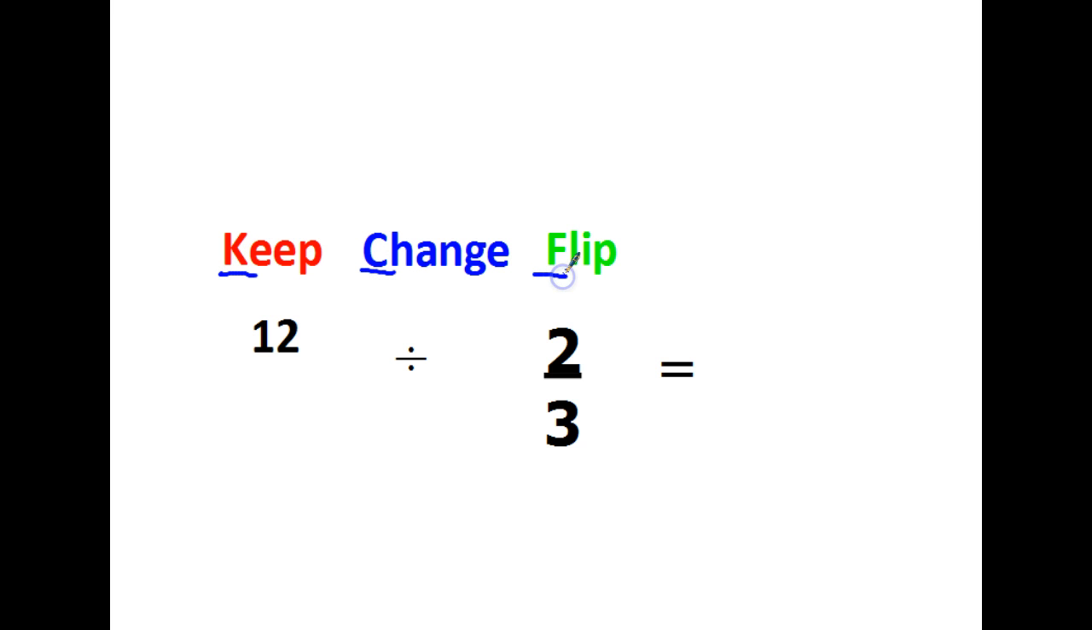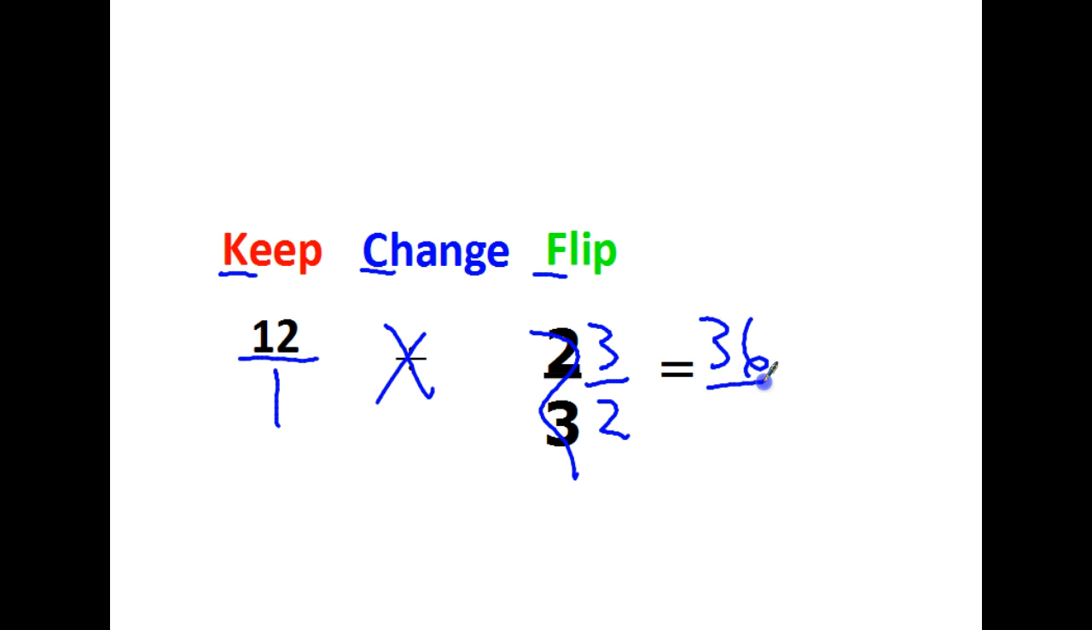Keep, change, flip. This one seems a little different. How many 2/3 are there in 12? You might think you need to feed the cat 2/3 of a pound, maybe the dog, and you've got 12 pounds in all, and you want to find out how many days it would last. So I want to keep the first fraction, change the sign, flip the second fraction. 12 times 3 equals 36. 1 times 2 equals 2. This time we don't have a 1 on the bottom. So we're going to have to simplify this, and this one we're going to simplify by dividing.